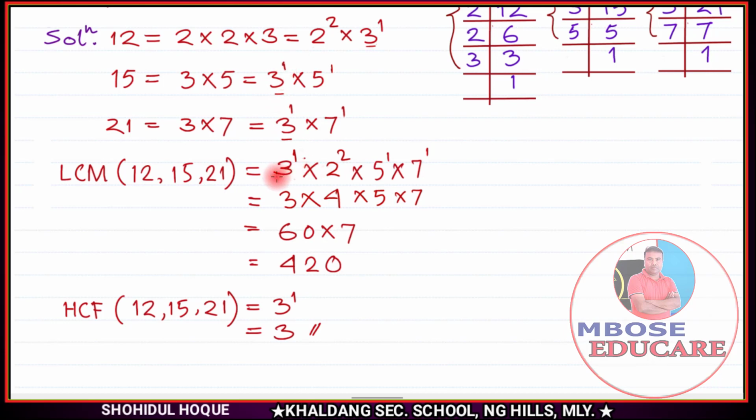That's why you shall write 3 to the power 1 first. Second, we have to check whether any other number is common in all. No one. Only 3 is common.